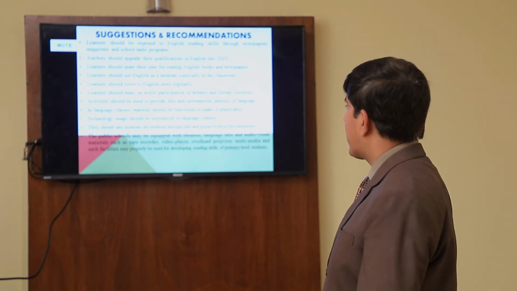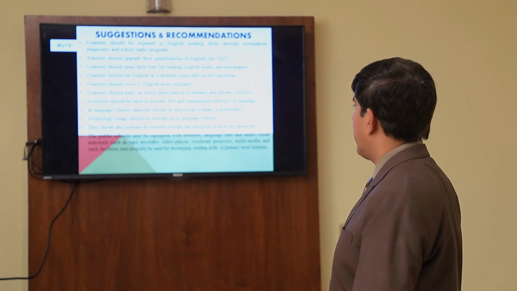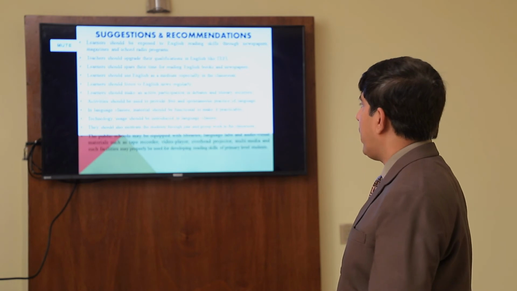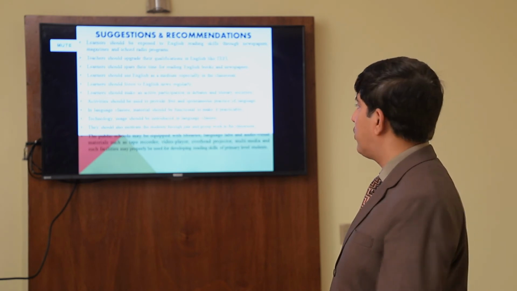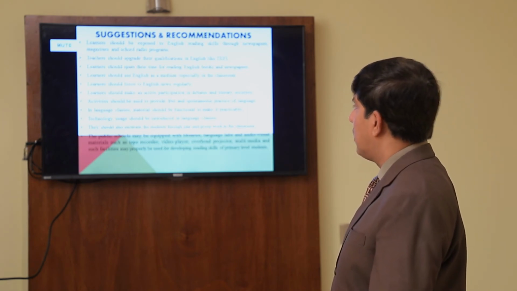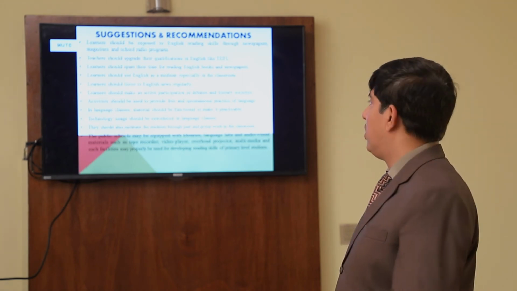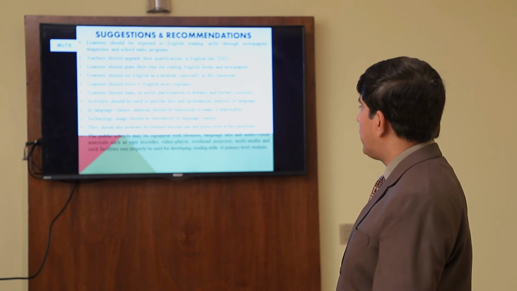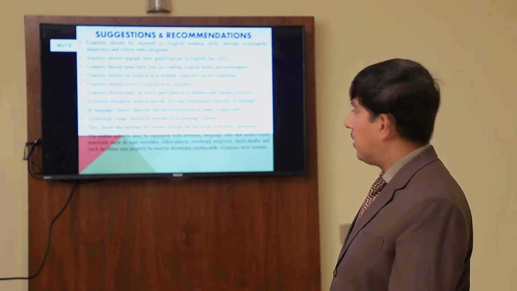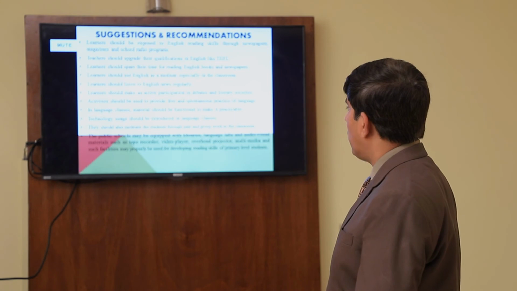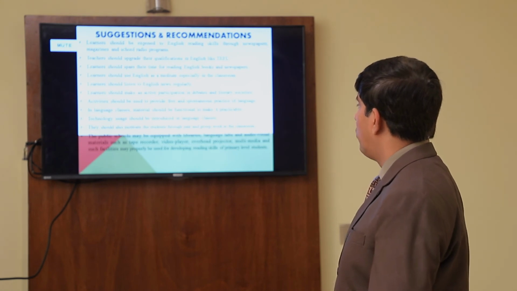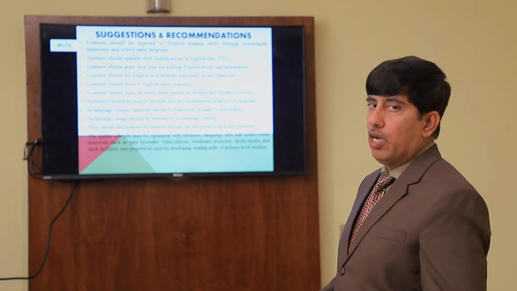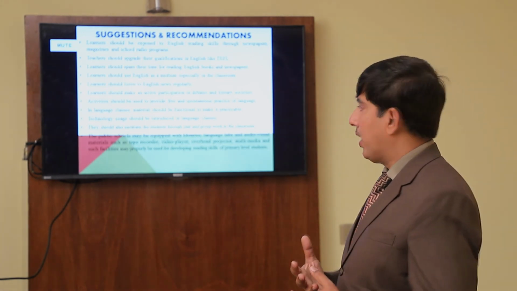Learners should make active participation in debates and literary societies, and activities should be used to provide free and spontaneous practice of the English language. In language classes, materials should be functional to make it possible and practical. Technology usage should be introduced in the language classes, and teachers should also motivate the students through peer and group work in the classroom. It depends on the teachers how well they get their attention.